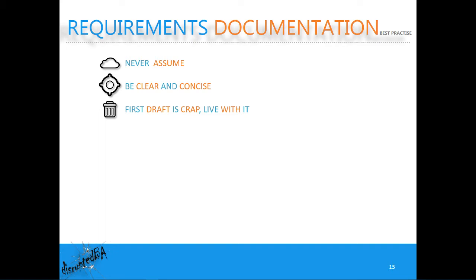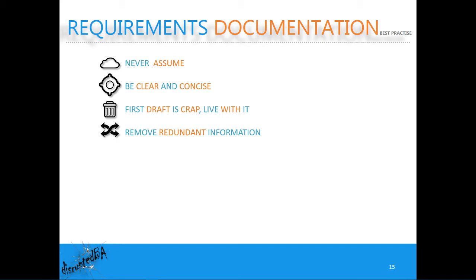It doesn't mean that if the first draft is crap that you should do a crap job. It just means that there's a 99.9% chance that it will come back for changes, for improvement, and things like that. So live with that. You will do a second, a third, or a fourth draft, even a 10th one, if it comes to that. Then remove redundant information, and this goes back to being clear and concise.